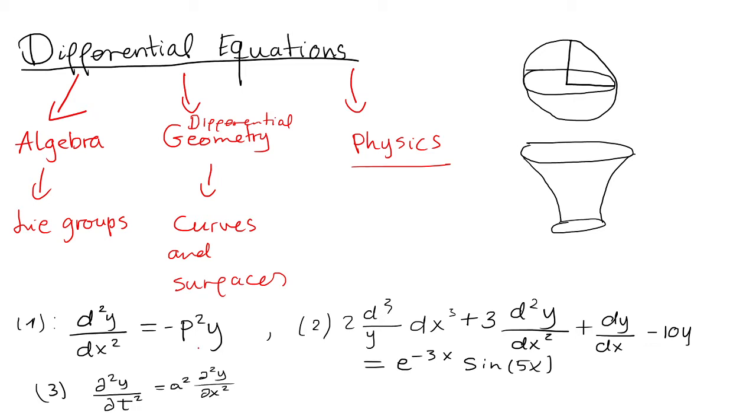In equation 1 and equation 2, x is the independent and y is the dependent variable. In 3, x and t are the two independent variables and y the dependent variable. An equation like 1, which involves a second differential coefficient but none of higher orders, is said to be of the second order. Hence, equation 2 is of the third order.